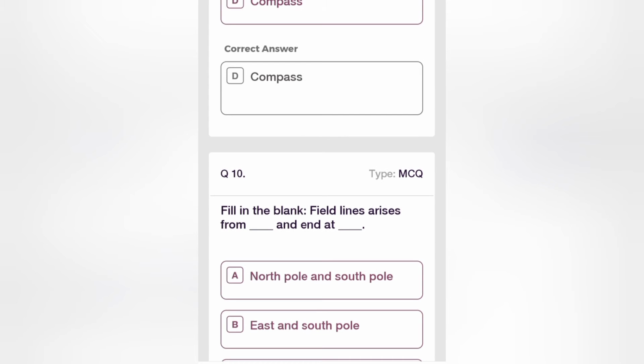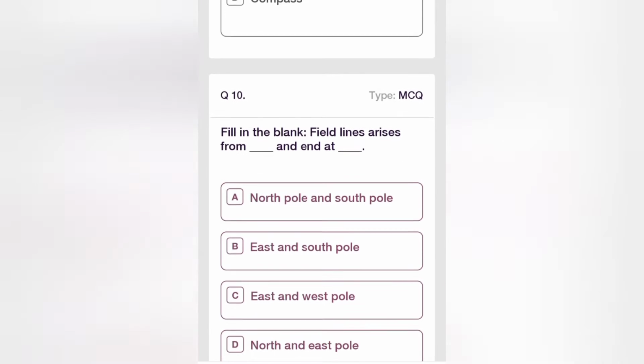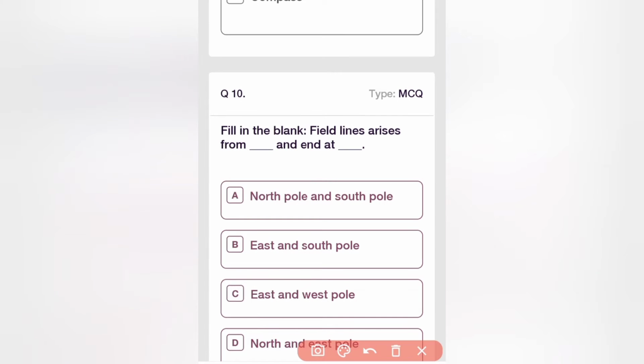Fill in the blank. Field lines arise from dash and end at dash. So it arises from the north and ends at the south. So option A is the correct answer.